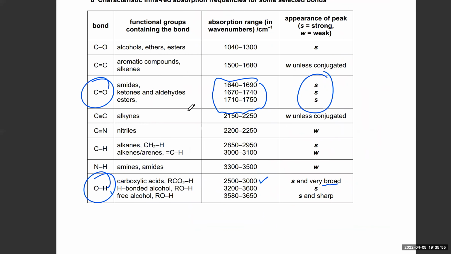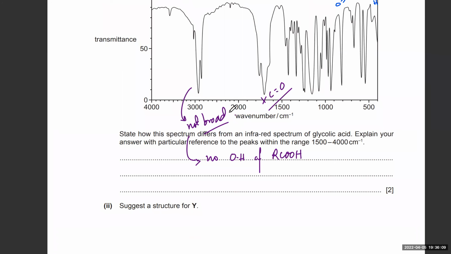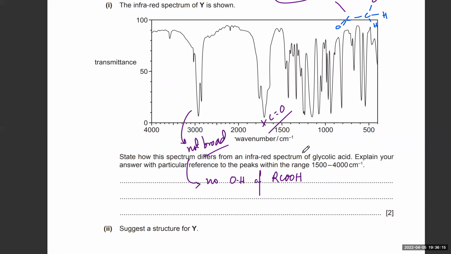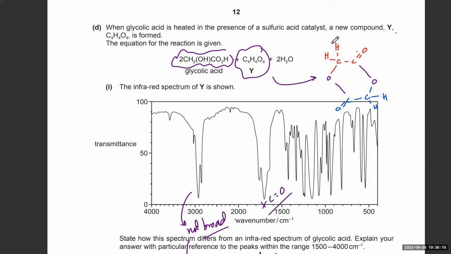The other normal alcohols, that can't be true as well because they vibrate at a much higher frequency. So there is no OH to begin with, which states how the spectrum differs from an infrared spectrum of glycolic acid. So anyways, the question wasn't about that. This is the infrared spectrum of this molecule over here. Okay, so how would it differ from this one?